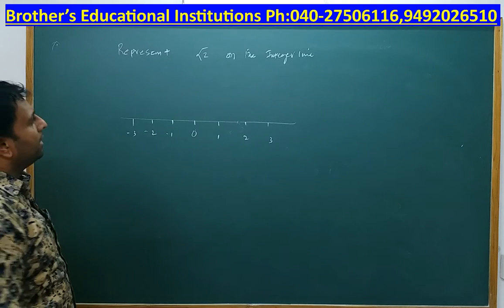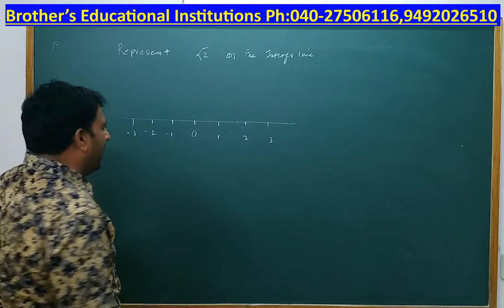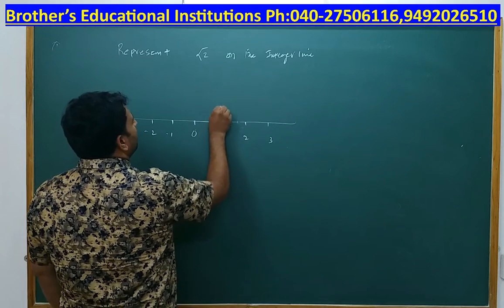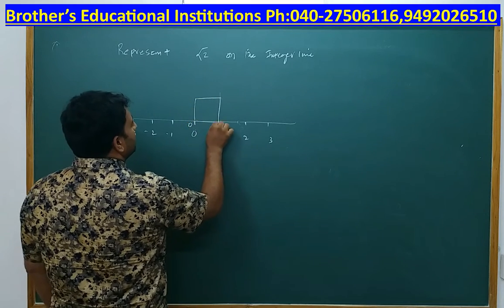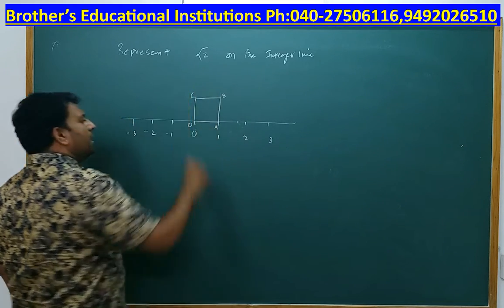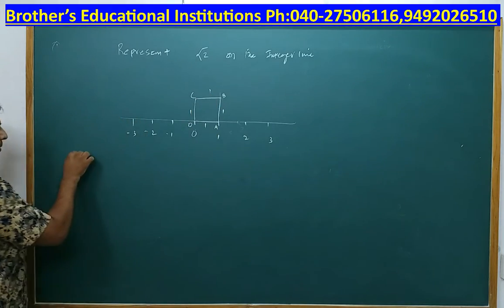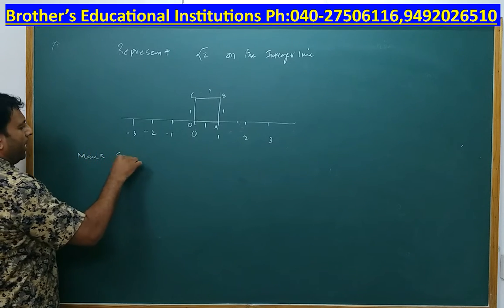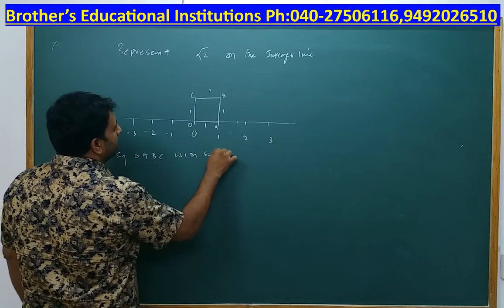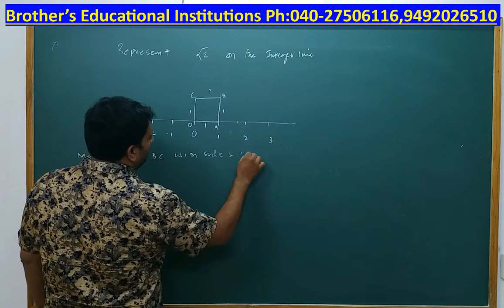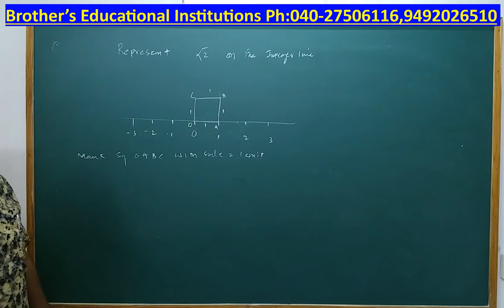This is the integer line. Now in order to mark root 2, I will mark a square called OABC. This is O, this is A, this is B, this is C. I will mark square OABC with side equal to 1 unit or 1 centimeter. I will take 1 unit. Now this is a side.